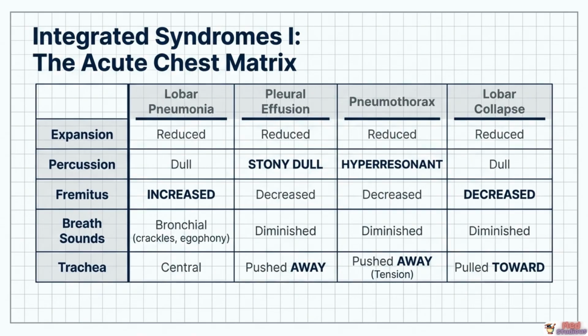Lobar collapse shows reduced expansion, a dull percussion note, identical to pneumonia, but critically decreased tactile fremitus and a trachea pulled toward the affected side, rather than pushed away. This final comparison between pneumonia and collapse represents one of the most frequently tested discriminating points in the entire respiratory examination. Both conditions produce dullness on percussion, but only tactile fremitus and the direction of tracheal deviation reliably separate them, making this single distinction an essential diagnostic hinge for any clinical vignette presenting with dull percussion and reduced chest expansion.